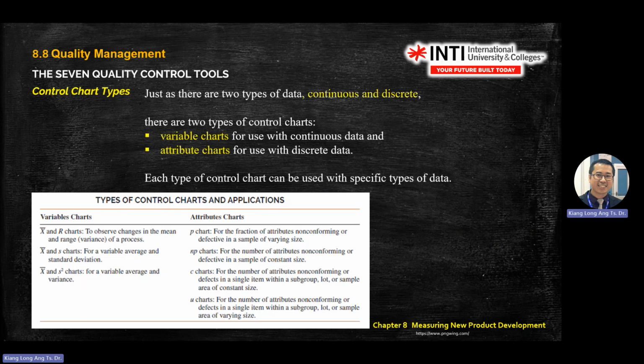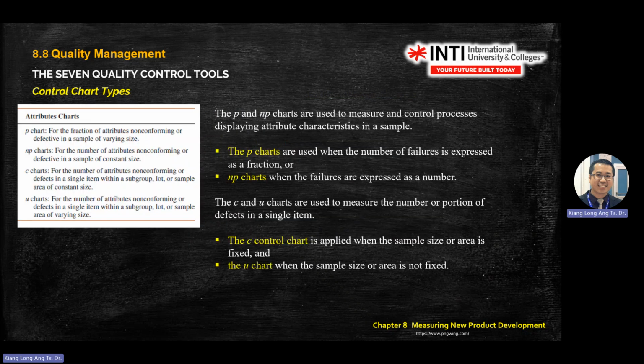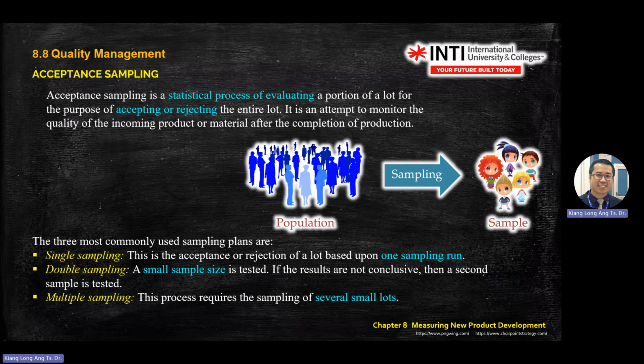Okay, go and read this one, types of control chart and application, variable chart and attribute chart. What are those? Go and read. Okay, this one will be done. This one you read how to do sampling.